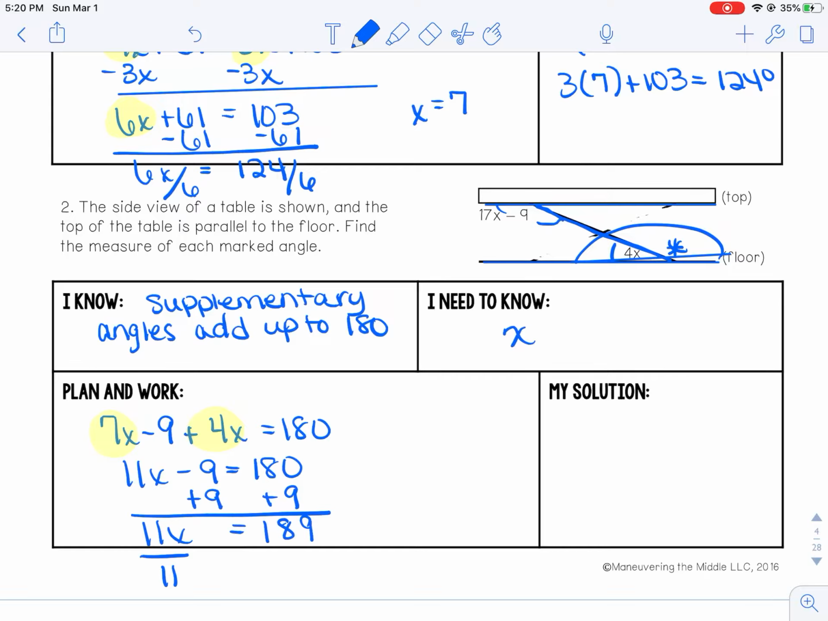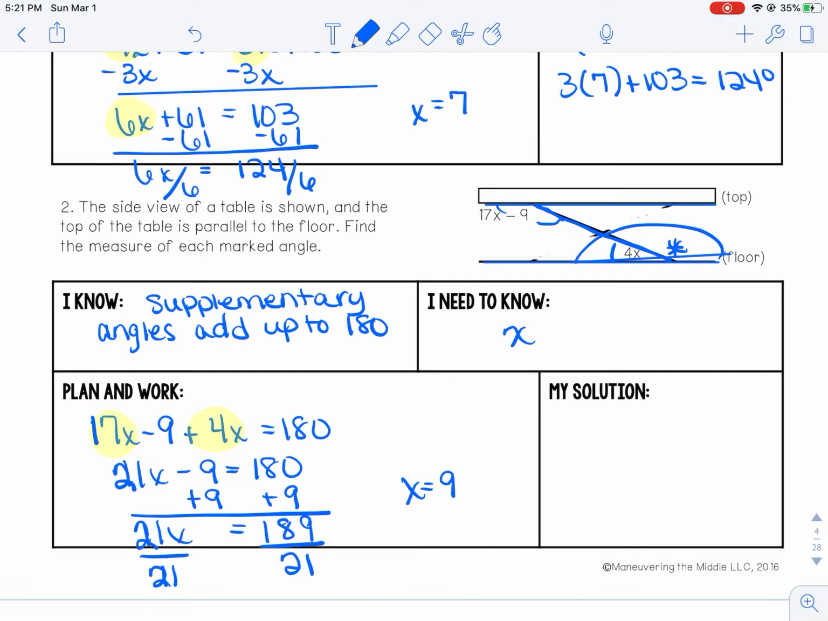You know what? I surely did something wrong. That's 17x. So I kept looking at that thinking it didn't work out right. So that should be 21x minus 9 equals 189. So that should be 21x. We'll divide each side by 21. Gives us 9. Sorry about that. Okay, so x is equal to 9.